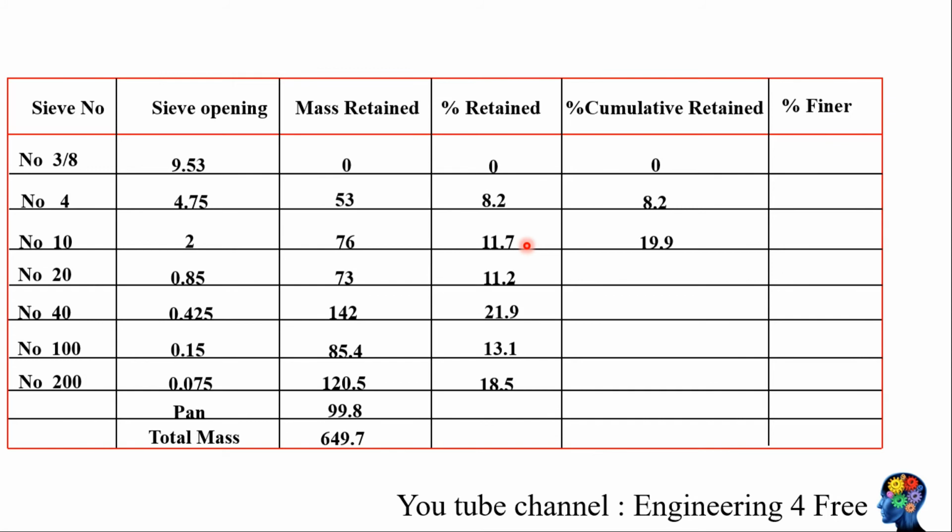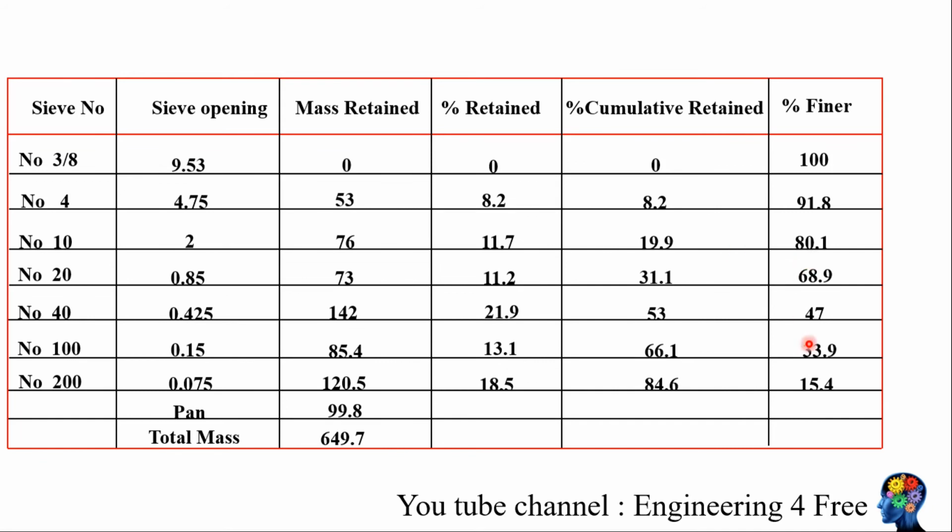To calculate percentage finer, you subtract the percentage cumulative retained from 100%. So 100 minus 0, you have 100. 100% minus 8.2, you have 91.8. For number 10, you have 100 minus 19.9, you have 80.1. The rest are filled in a similar trend.